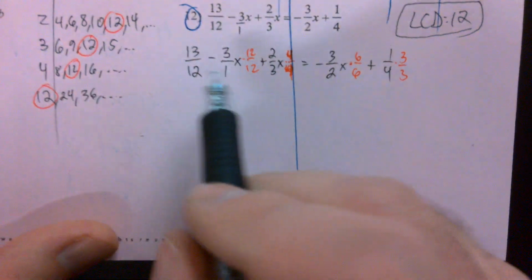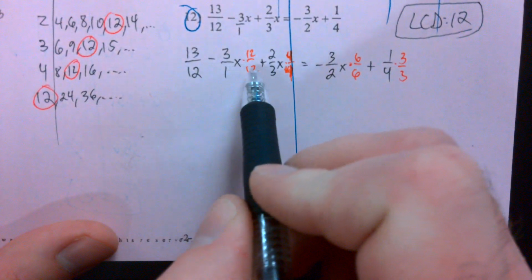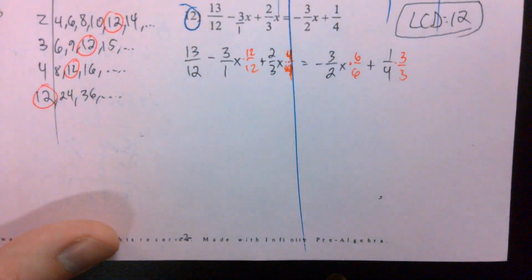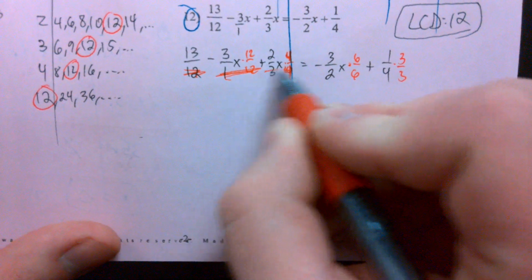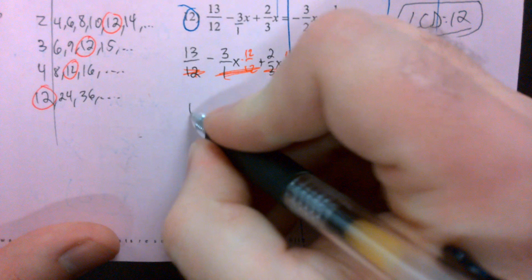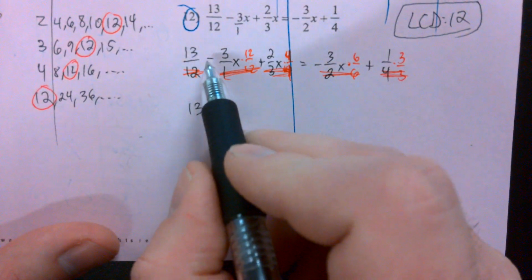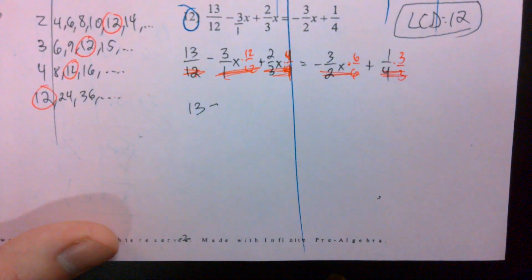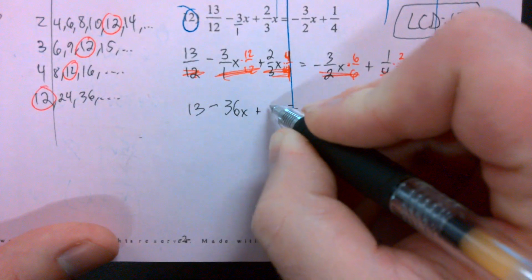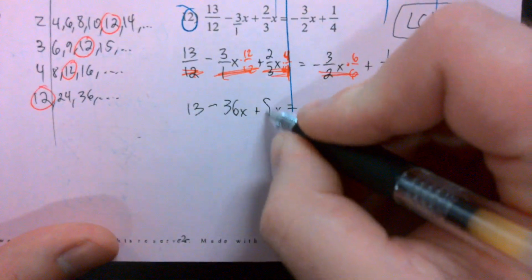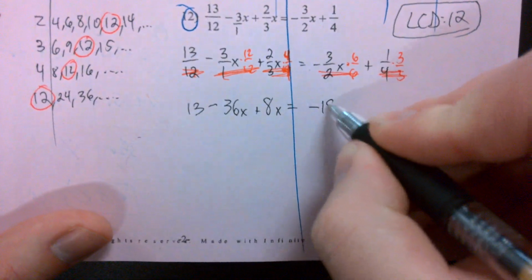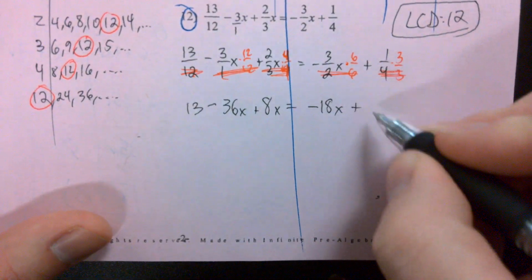Now I can see that I'm going to have a 12 on the bottom here, a 12 on the bottom there, 12 on the bottom there, 12, 12. So I can just get rid of all my denominators and focus only on what's across the top. 13 minus, what's 3 times 12? 36x plus what's 2 times 4? 8x. Negative 3 times 6 is negative 18x. And 1 times 3 is just 3.